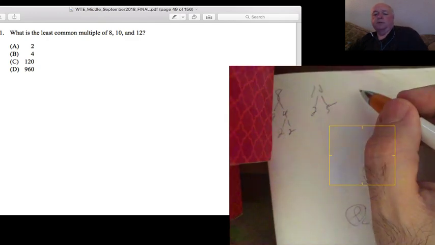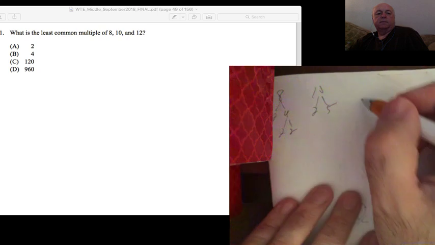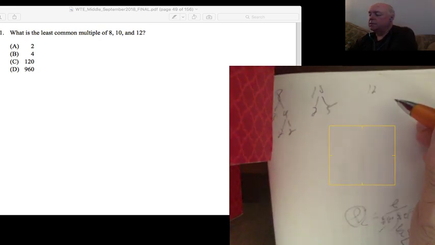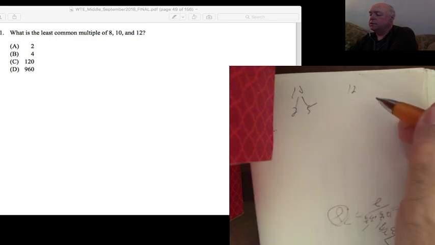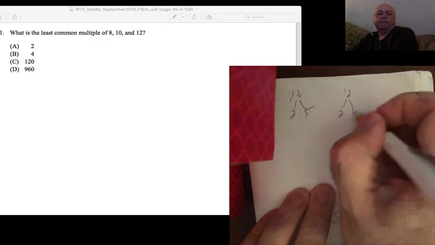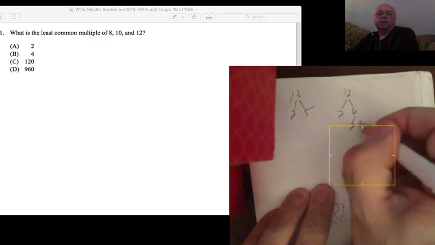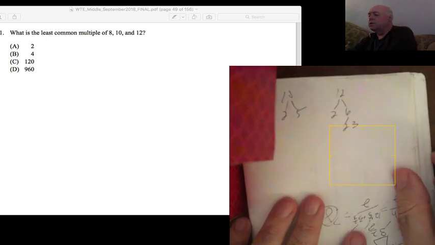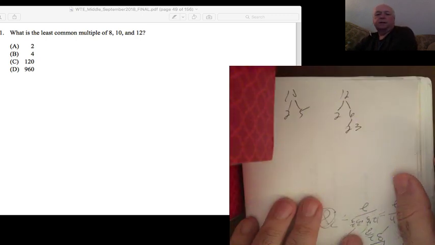Let me make sure this is coming on the screen. 12 is 2 and 6, and 6 is 2 and 3. Let me just make sure that's coming out. This is a synchronization problem. Yeah, this is the more efficient way. That's what I'm showing you now.